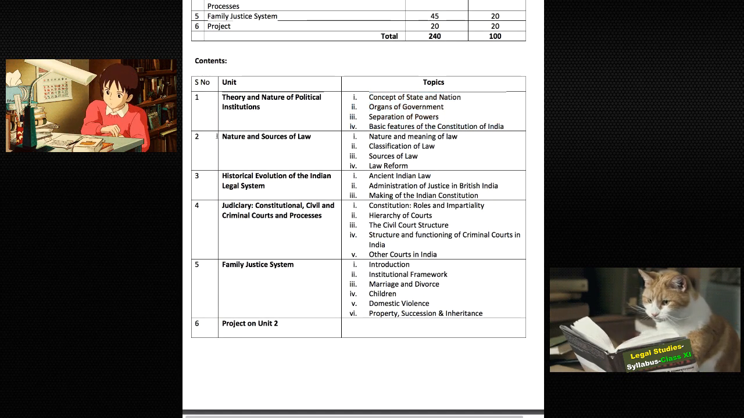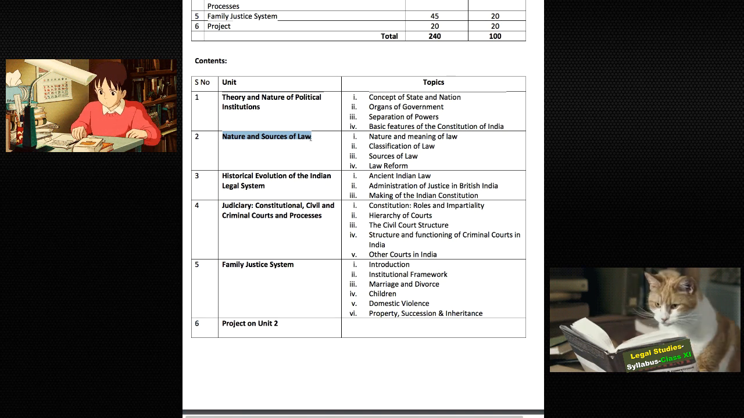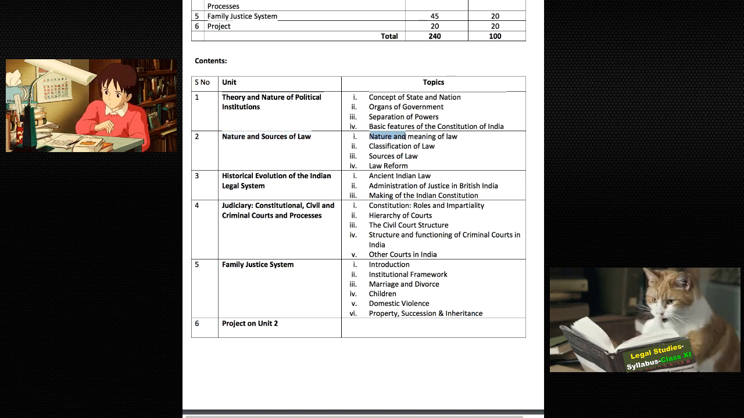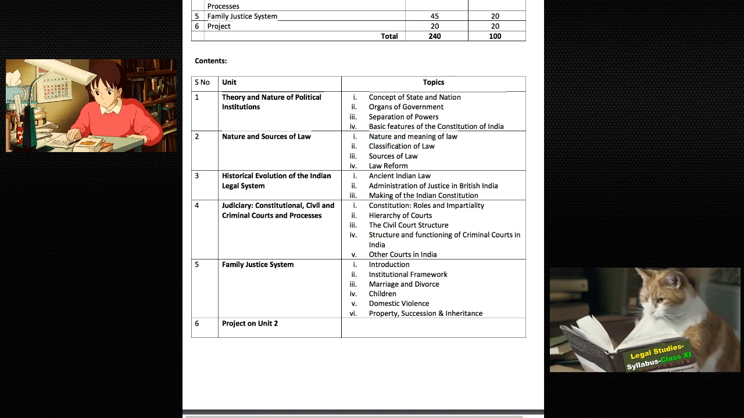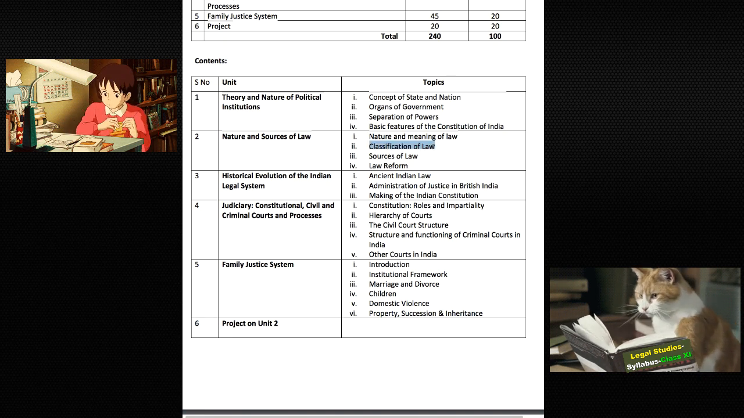Now come to the second unit, that is nature and sources of laws. See, this is where the law started. The first one was the introductory kind of thing. The second one is the law that we need to focus upon. The first chapter is nature and meaning of law, that is, what law is and what the nature of law is. Second one, classification of law. What are the types of law?